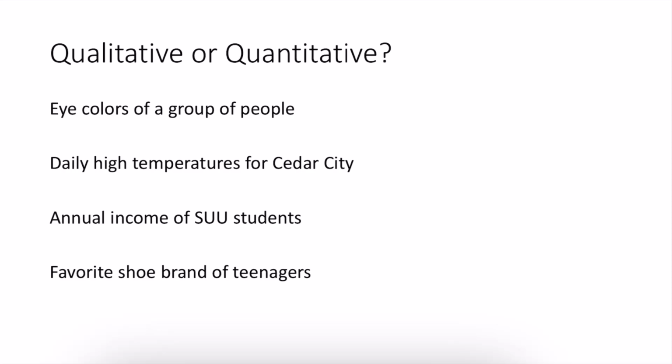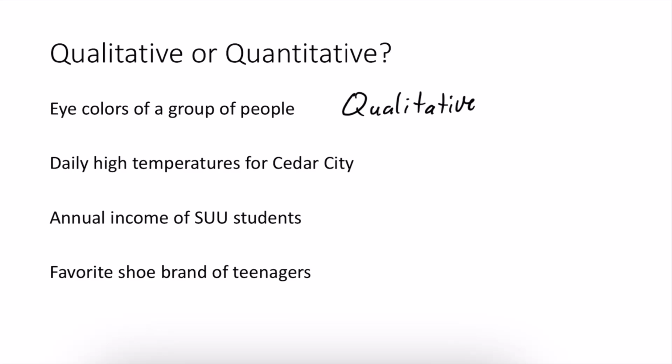Okay, so for this first one, if I was going to ask people what their eye color was, this would be a qualitative question because they're not going to give me answers in numbers. When I collect all of those data points and they tell me that their eye color is blue or green or brown, that would allow me to categorize the people into the different eye colors. So that makes it a qualitative question.